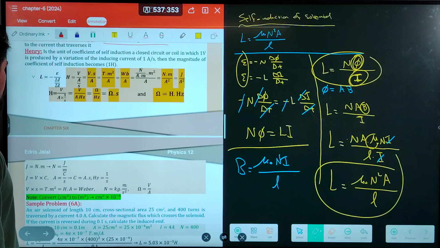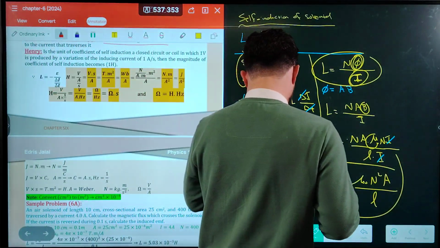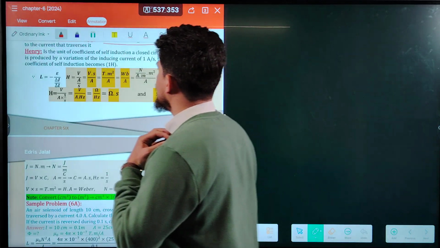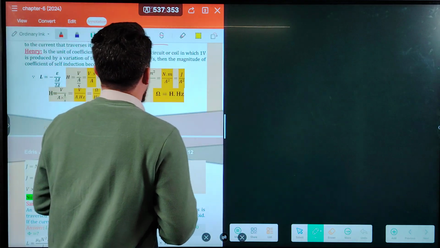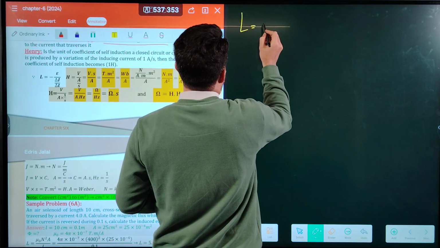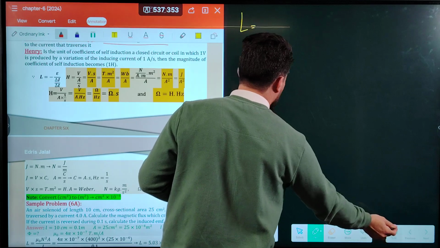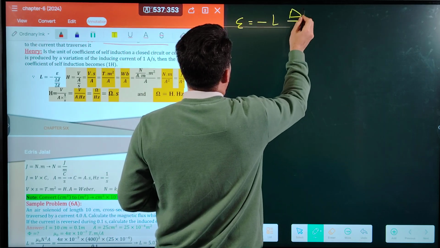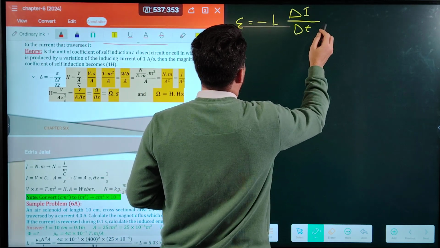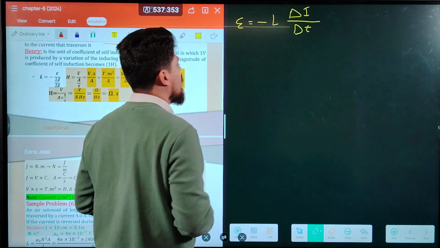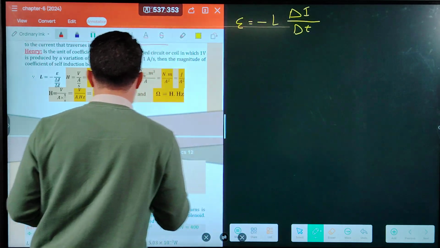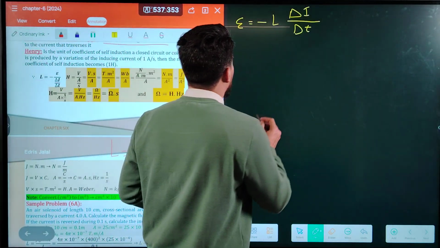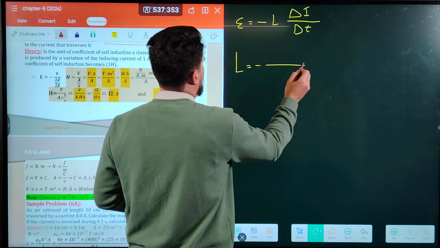Henry is the unit of coefficient of self-induction in a closed circuit. L is equal to what? The equation of self-induction: EMF equals L delta I over delta T. L is measured in Henry. What is the unit of L? Henry. If you rearrange this equation, L is equal to what?